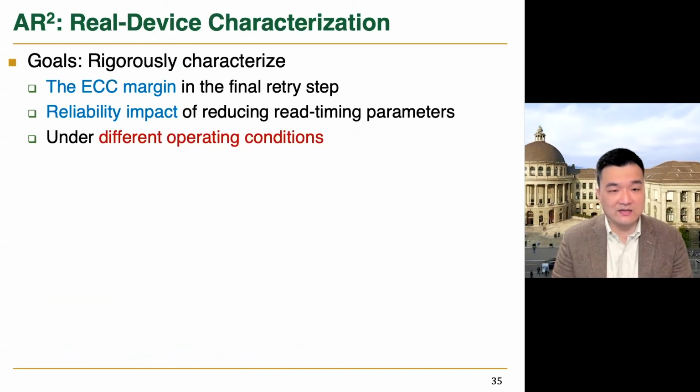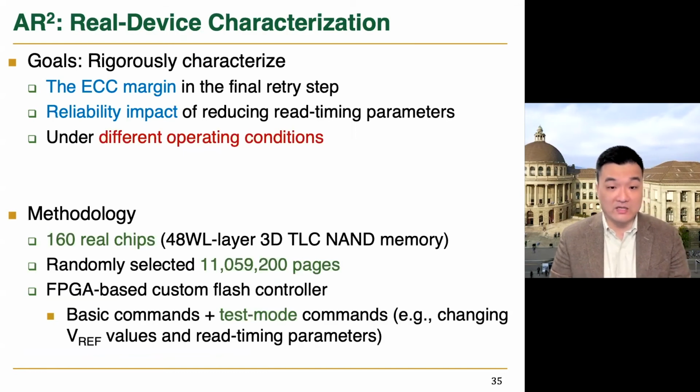We rigorously characterize the ECC margin in the final retry step and the reliability impact of reducing read timing parameters under different operating conditions. We evaluate more than 10 million pages that we randomly select from 160 real 3D NAND flash chips using an FPGA-based custom flash controller that supports test mode commands such as changing read reference voltage values and read timing parameters, as well as the basic commands like page read, page write, and block erasure commands.